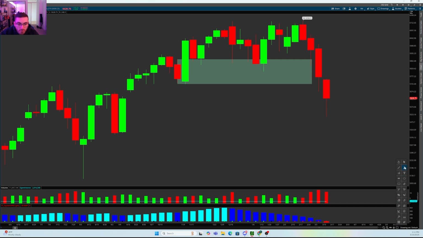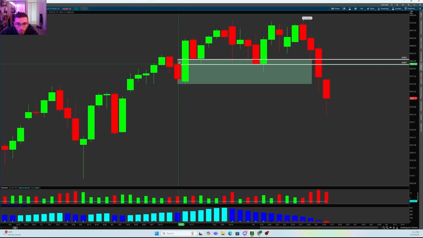Now, ideally, when price retraces into a demand zone, we want to watch the upper wick, but then also the open of the body.